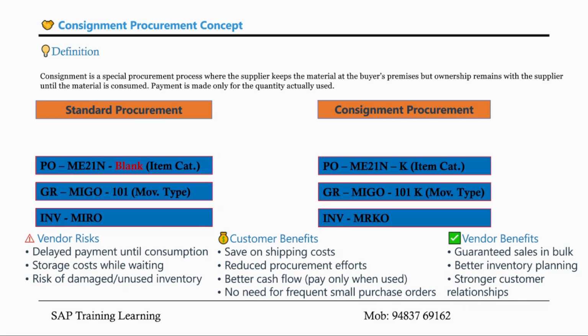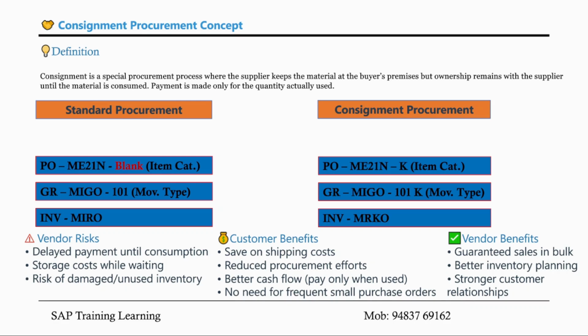What I wanted you to understand is that there is so much behind the customer and vendor agreeing on so many terms, like who will bear the storage cost, and who will bear the risk of damage or handling damages, and so on. Finally they agree on this process. That's where your client comes and asks you to implement this procurement type.